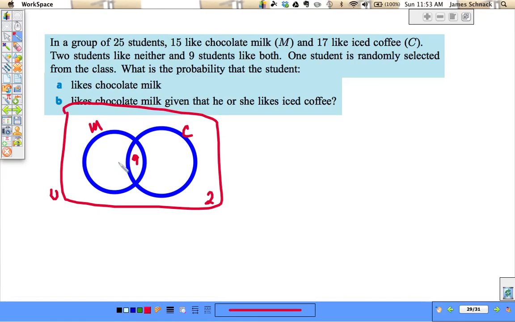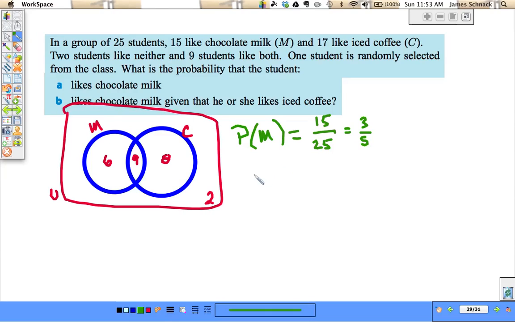15 like chocolate milk, but there are already 9 in there. That means 6 go there. 17 like iced coffee, but there's already 9 inside the coffee circle. We need 8 right there, and that should total 25 if we add them all up. What is the probability that somebody likes chocolate milk? Probability M. Well, it's going to be 15 out of 25. Better known as 3/5.